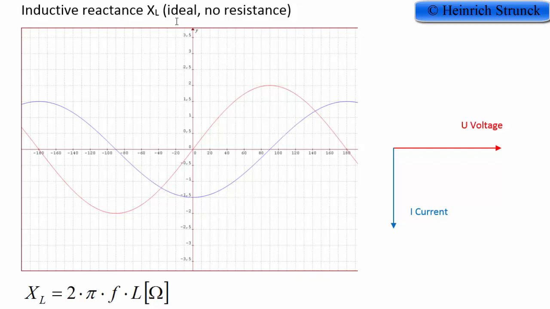This situation is for the ideal inductive reactance, or ideal coil or inductor, because we must admit that when we create a coil, we use a wire and there is a resistance in the wire. But sometimes this resistance is so small that we don't take it into account. And the value for the reactance of the coil or inductor depends on the frequency, because the formula says that XL is equal to 2 times pi times the frequency times the inductance for the coil. So if we get a higher frequency, we also get a higher reactance.